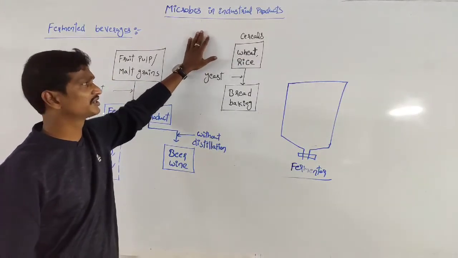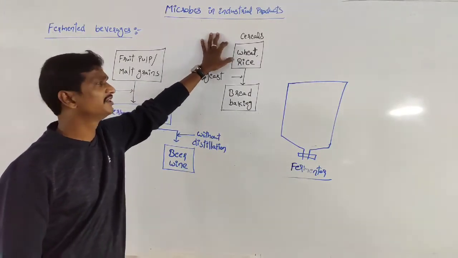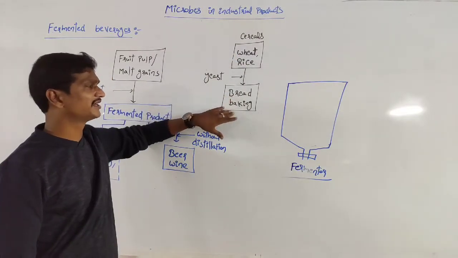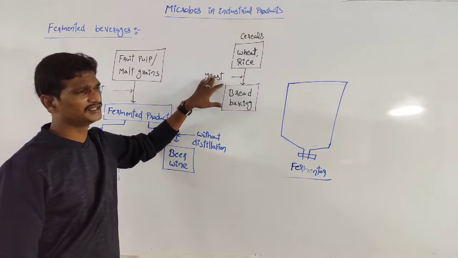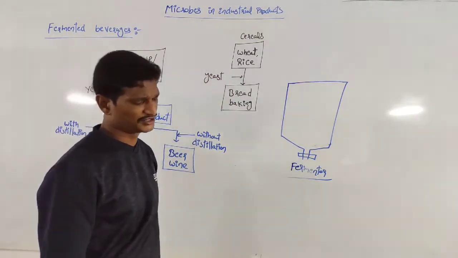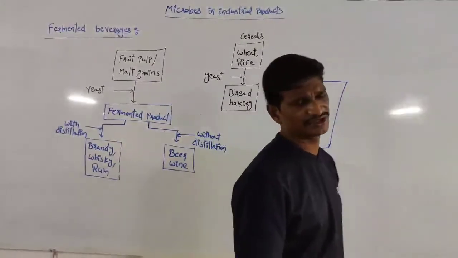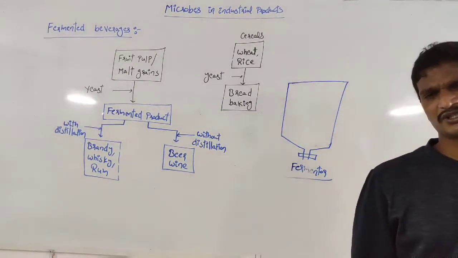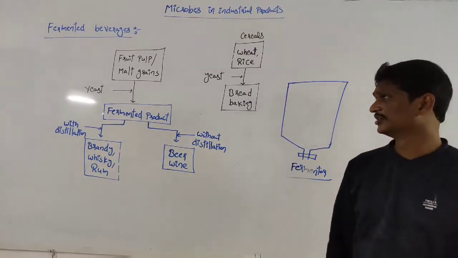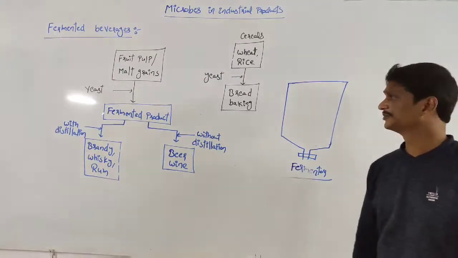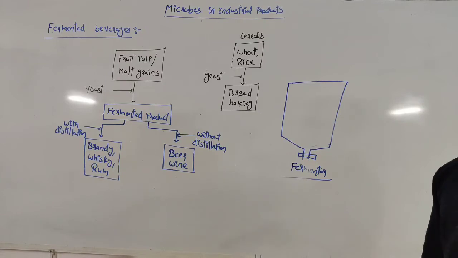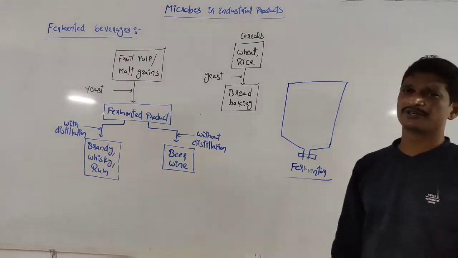In the last class we also discussed cereals like wheat and rice, and the bread making process carried out by yeast. Yeast is one of the best organisms to produce a wide variety of products. Within alcohol production and the bread baking process, different types of products are produced by yeast. That is about the fermented products.